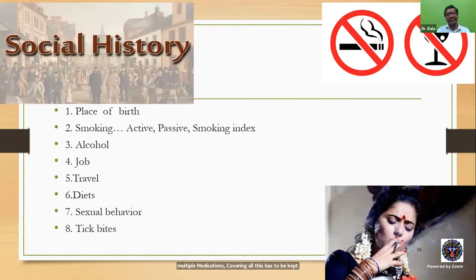So social history is also relevant. Apart from the place of birth and the smoking history, we need to pay attention to whether there is active smoking or passive smoking, based on which we can calculate the smoking index, like the number of cigarettes smoked multiplied by the duration of smoking, which has an influence on determining the final outcome.